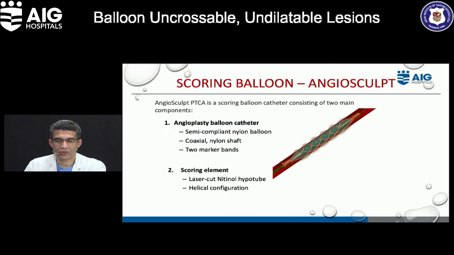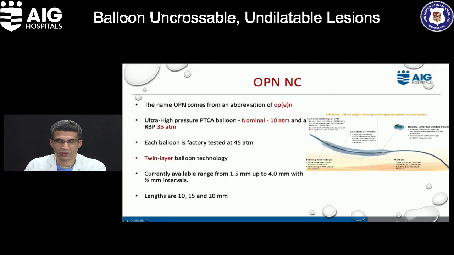Then we have the angiosculp balloon, where there are nitinol wires around the balloon. This is basically a semi-compliant balloon. So remember that if you go to high pressures, that can land you into significant complications. So don't exceed around 12 to 14 atmospheres with an angiosculp balloon.